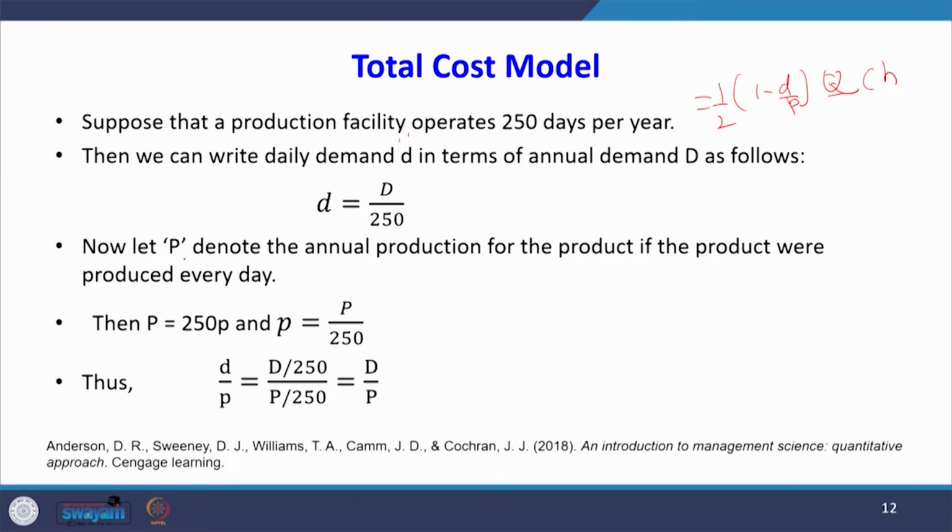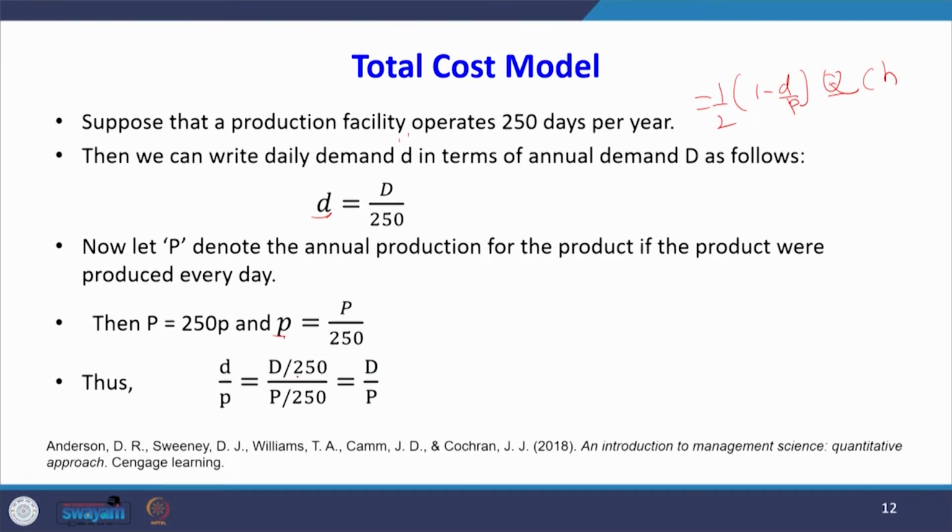Let capital P denote the annual production for the product, if the product were produced every day. So, what will be the annual production? It will be 250 multiplied by small p. From this expression we can get the per day production. So, we have the per day demand and the per day production, and when we substitute into D by P, we get the expression.